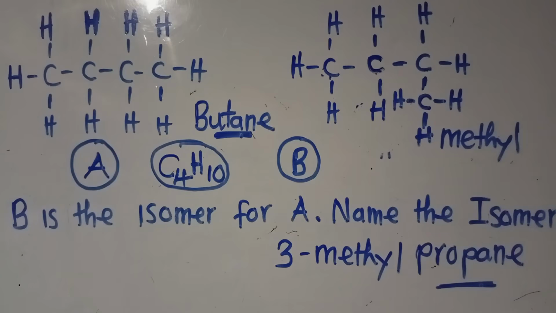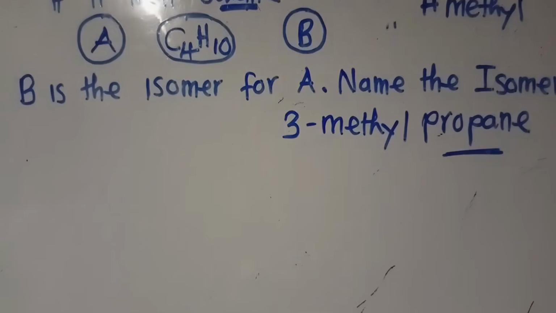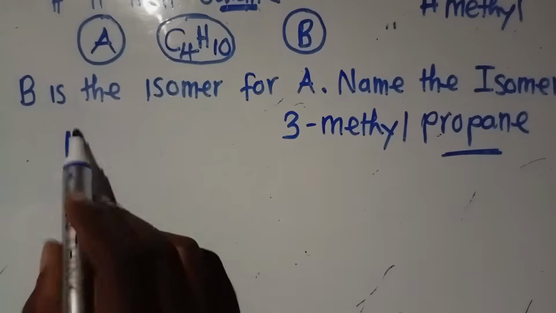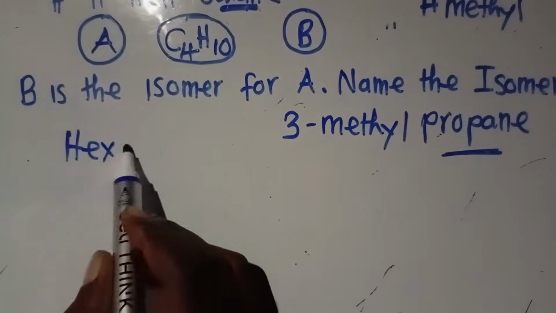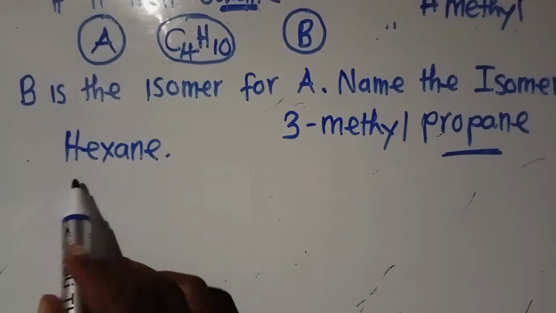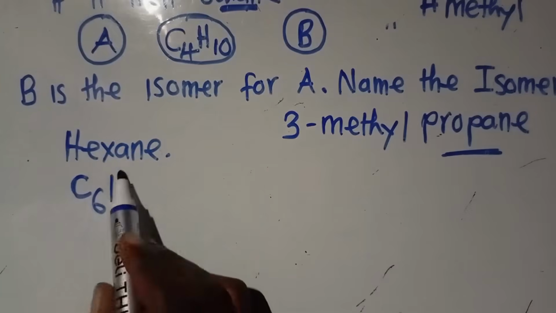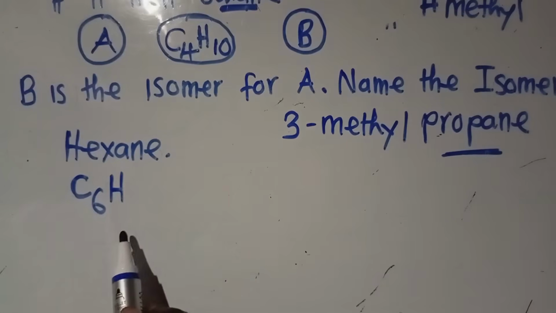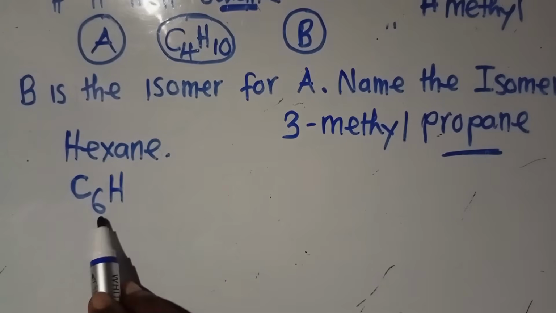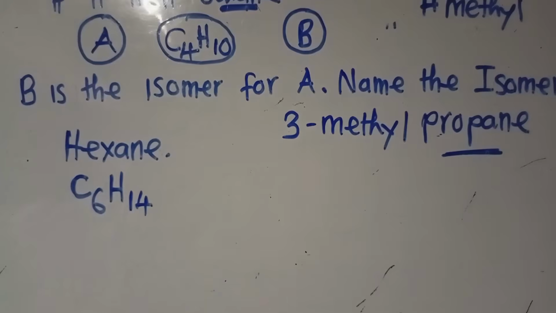What if I write something different? Let us consider hexane. Hexane is like this. This is how hexane is. We say how many carbons? 6. Then I say H. How many hydrogens? 2 times 6 plus 2, I'm going to get 14.